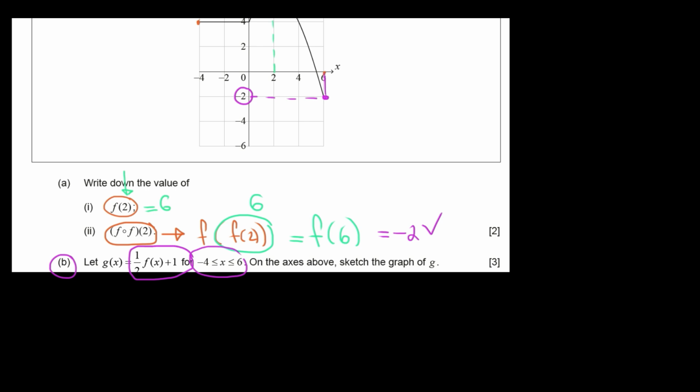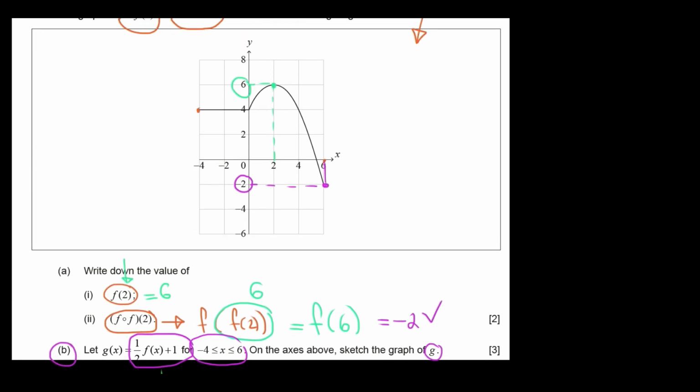For question B, it says let g(x) equal 1/2 f(x) plus 1 for the same domain. On the axis above, sketch the graph of g. Okay. So first we start with the 1/2 times f(x). What this is telling us is that we have to halve the output values first, and then we will add 1 to them. So I'm going to work with some critical points, let's call them that way.